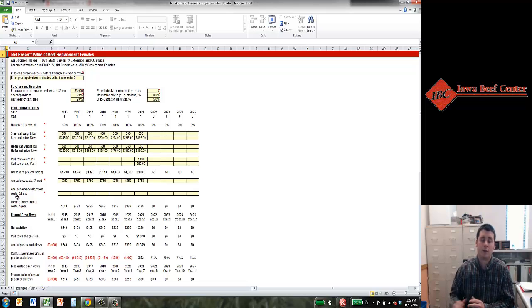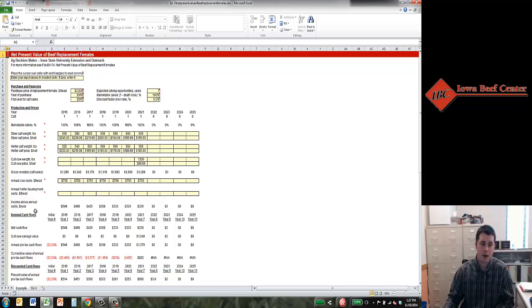We also do have a section for annual heifer development cost. If this heifer would be purchased as a replacement heifer, there may be some added costs that wouldn't be included in the annual cow cost, as I'm maybe purchasing a 2, 3, 4-year-old cow that wouldn't have those added replacement costs.